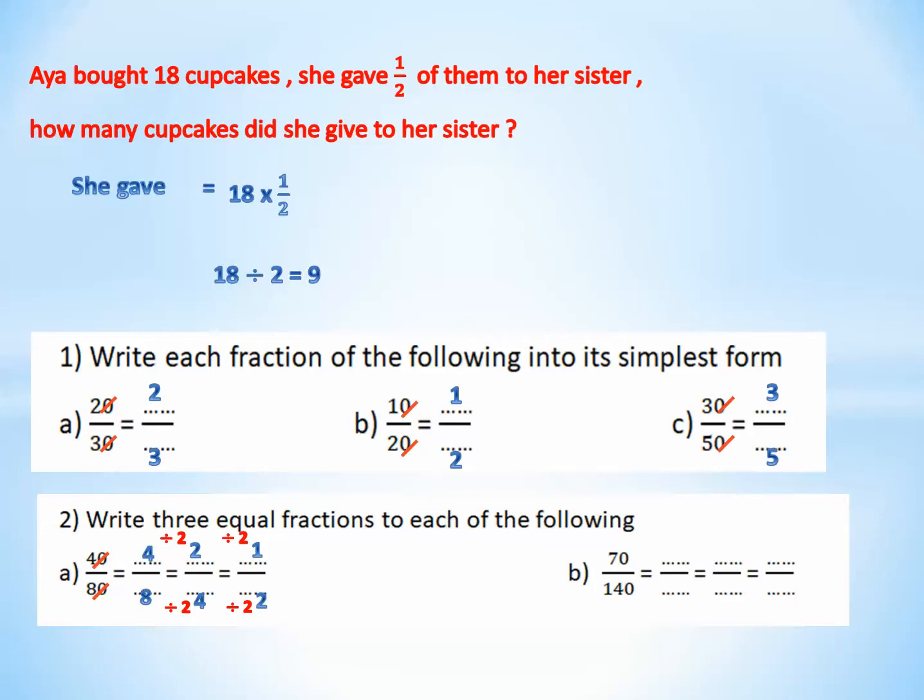Okay, here 70 over 140. Cancel 0 with 0. It will be 7 over 14. Then 7 and 14 are multiples of 7. So divide by 7 equals 1, divide by 7 equals 2. Here we can't divide again. But we can multiply. Yes, one half times 2 over 2 equals 2 over 4.